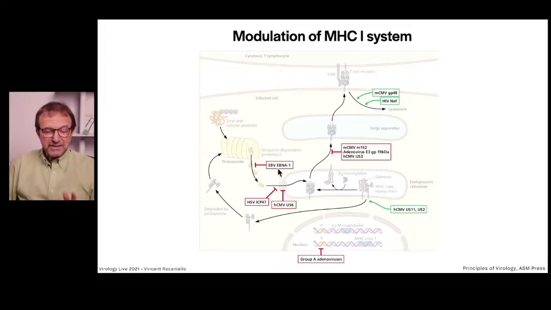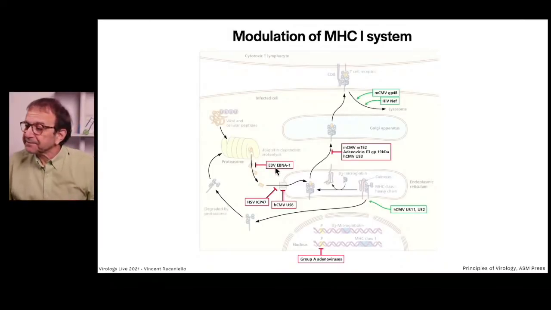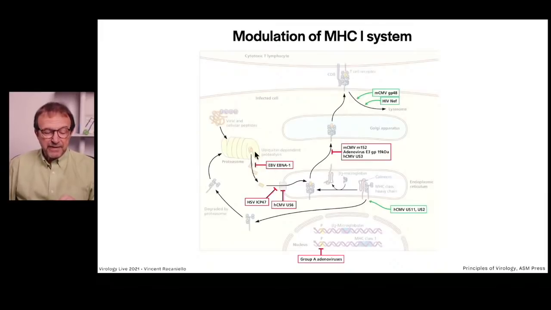As you can see in this slide, these red boxes mean inhibition of that particular step. So we have, for example, inhibition of the transport of the peptides through the proteasome by viral proteins. Actually, this one, the Epstein-Barr virus, inhibits the proteasome. These herpes simplex and cytomegalovirus proteins inhibit transport of the peptides and so forth. But look at what we have here: Epstein-Barr virus, herpes simplex, cytomegalovirus, adenovirus, HIV.